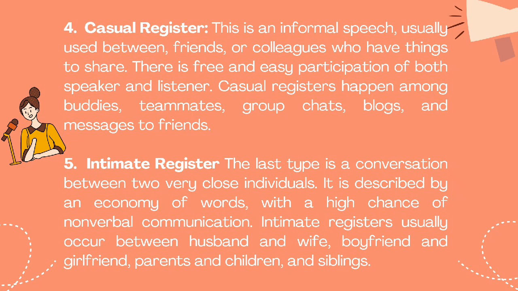Examples are a mother comforting her child, a couple whispering to each other, and siblings talking about something personal. This register shows deep emotional connection and trust. Those are the 5 types of speech register. I will dictate it again: the first one is the frozen or fixed register, the formal register, the consultative register, the casual register, and the last one is the intimate register.